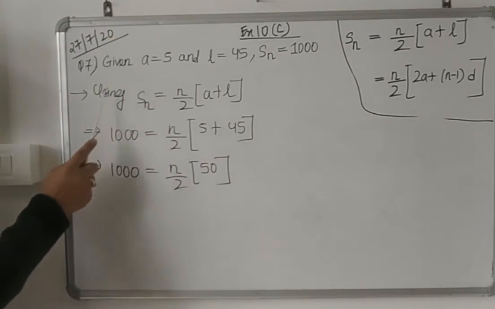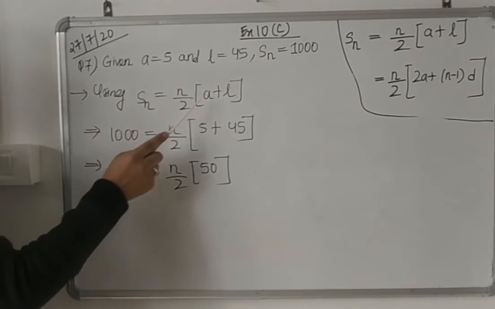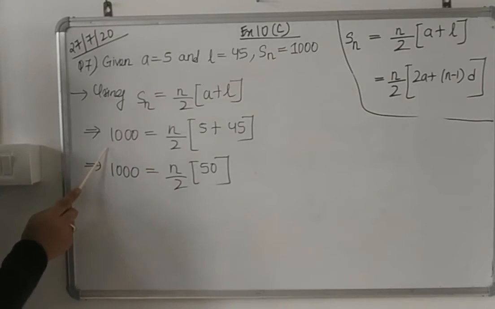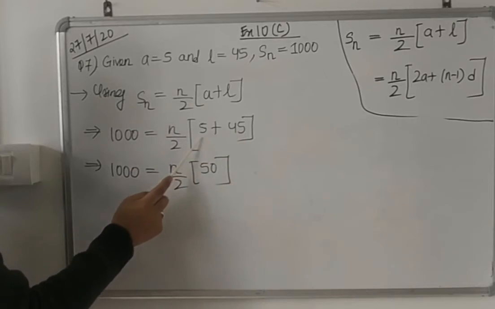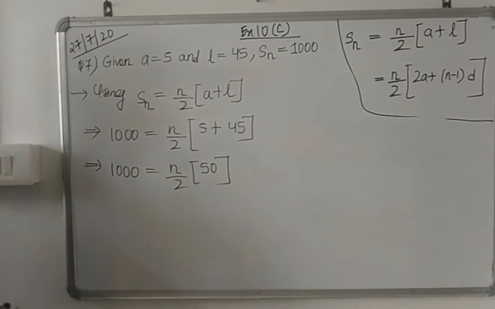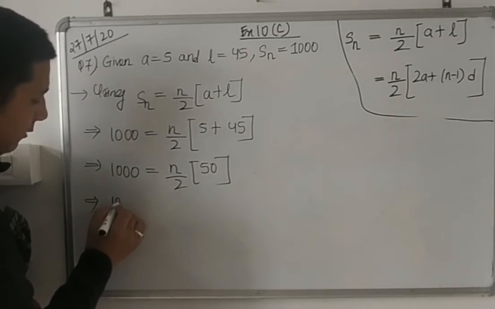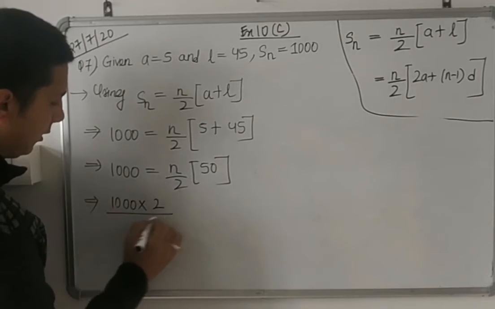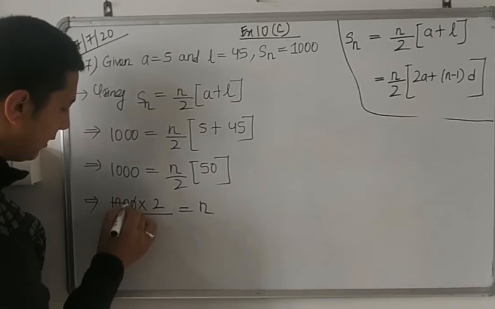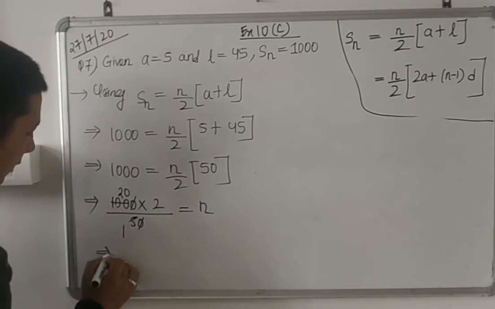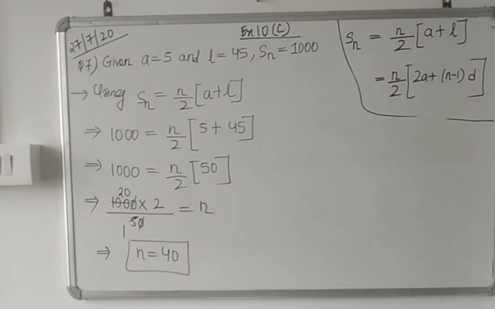Straight away, since the last term is given to us, we can use the first formula: Sn equals n by 2 into (a plus l). Sn is 1000. n by 2, we don't know the value for n. a is 5, l is 45, 5 plus 45 is 50. So you can cancel it out, isn't it? Very simple calculation. So n equals 1000 into 2 divided by 50. The zeros get cancelled out. 5 ones are 5, 5 twenties are 100. So what is the value for n? n is equal to 40. Pause the video and note it down quickly.